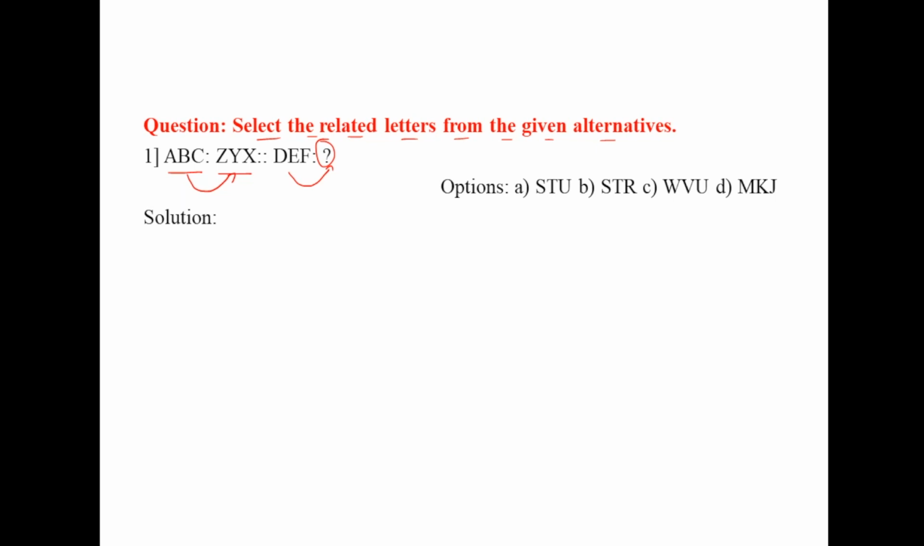So what is the first thing? Write down the given series column wise, that is A, B, C. Next comes Z, Y, X. You have to find out the relation between these, so that the same relation I have to maintain for D, E, F, and I want to find this question mark. So there is some relationship between A, Z, B, Y and C, X. What is that? This is very important to think.